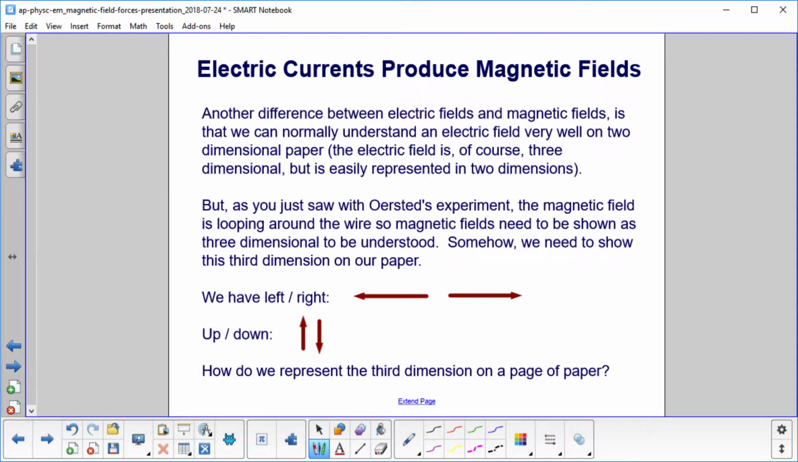Another difference between electric and magnetic fields is that we can normally understand an electric field very well on 2-dimensional paper. The electric field is of course 3-dimensional, but you can easily represent it in 2 dimensions. But as you just saw with Ørsted's experiment, the magnetic field is looping around the wire, so magnetic fields need to be shown as 3-dimensional to be understood. Somehow we need to show this 3rd dimension on our paper. So we can do left and right pretty easy. We can do up and down. How do we represent the 3rd dimension on a piece of paper?